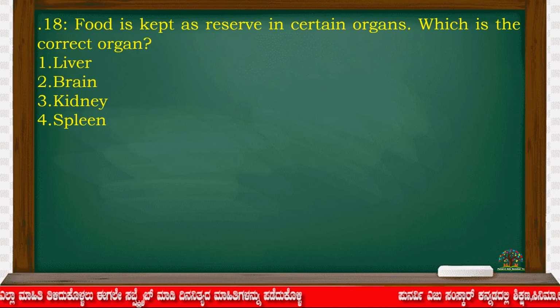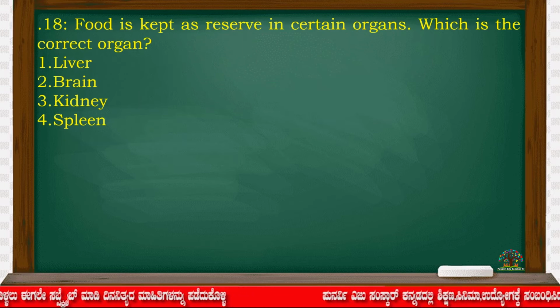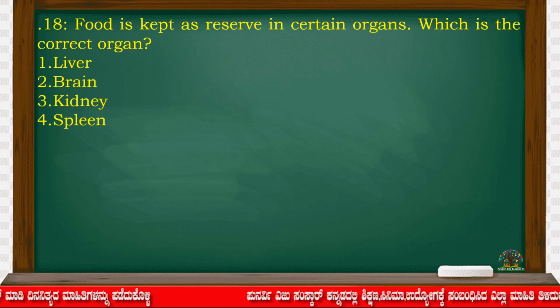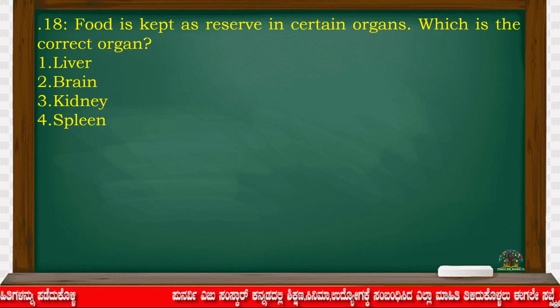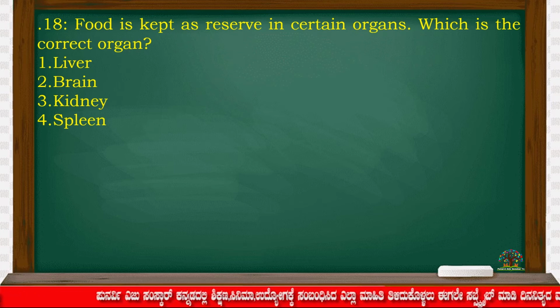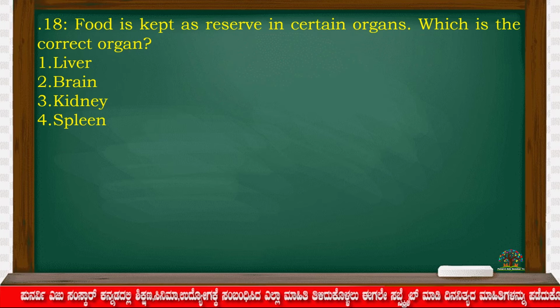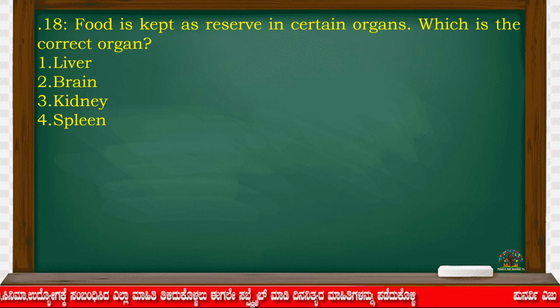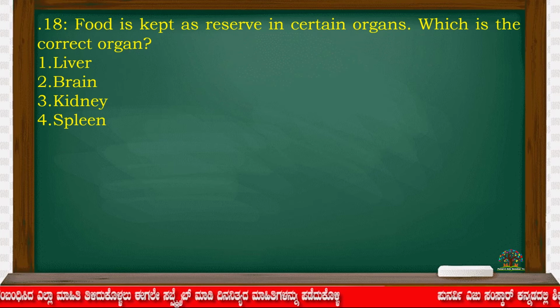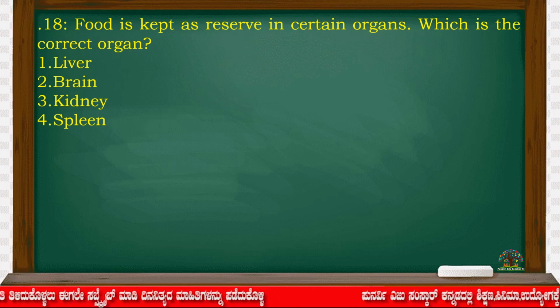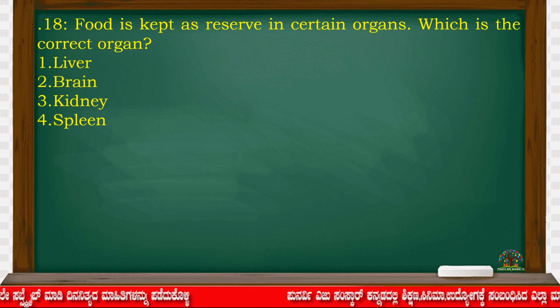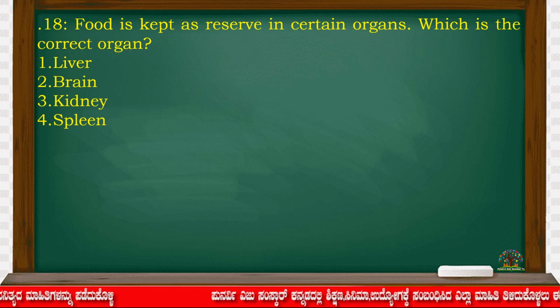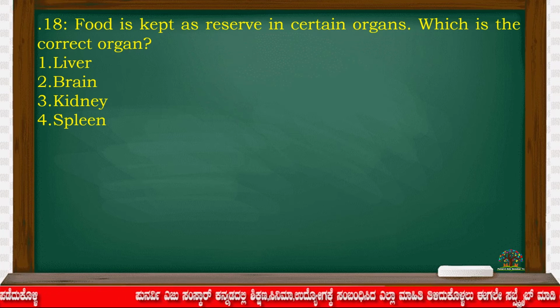Question number 18, a very simple question. Food is kept as a reserve in certain organs. Which is the correct organ? So the food is stored in the body as a reserve material, and we have to tick the option in which the food is stored. Options are liver, brain, kidney, and spleen.